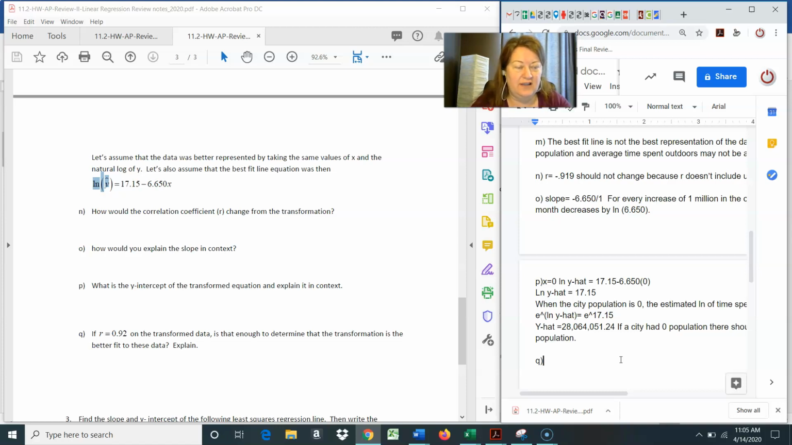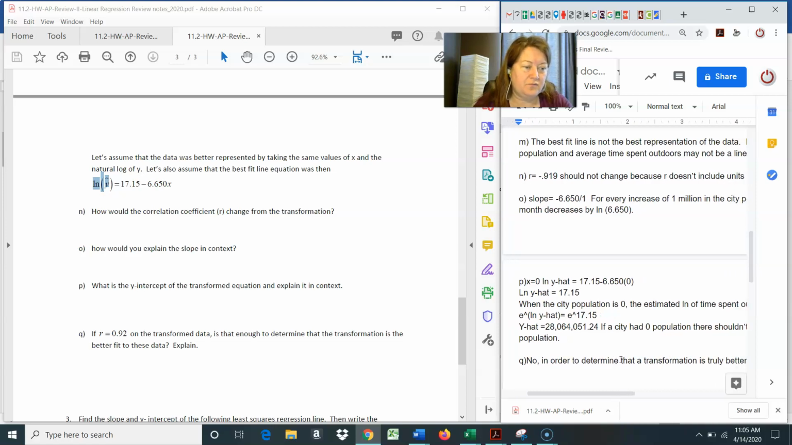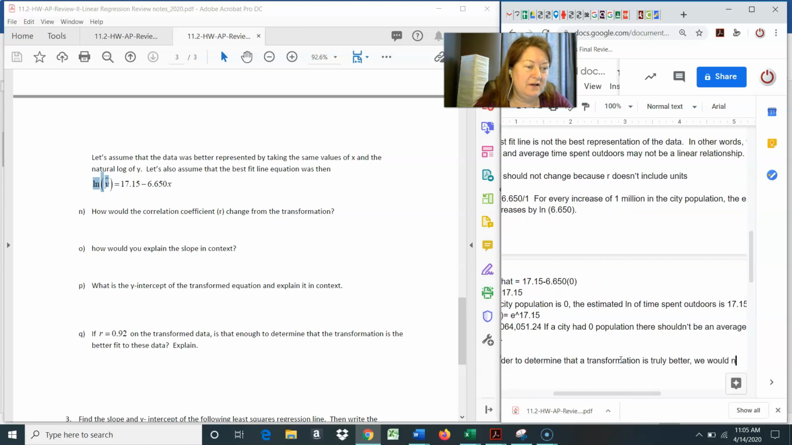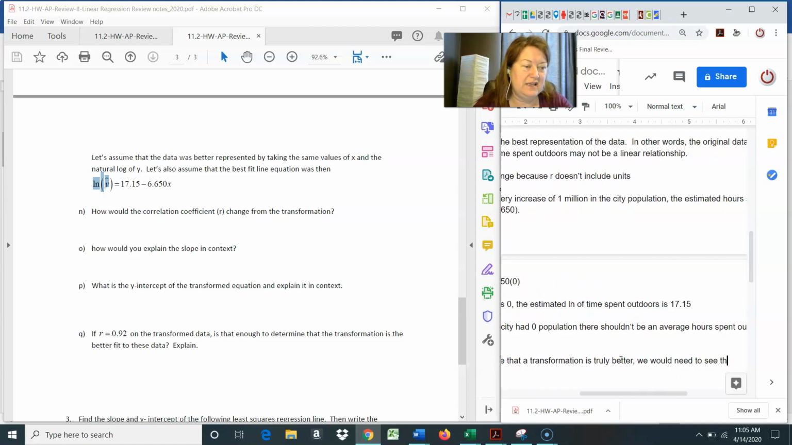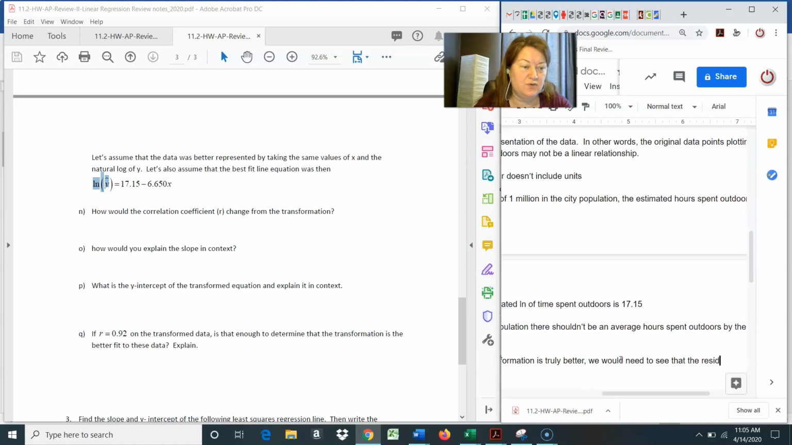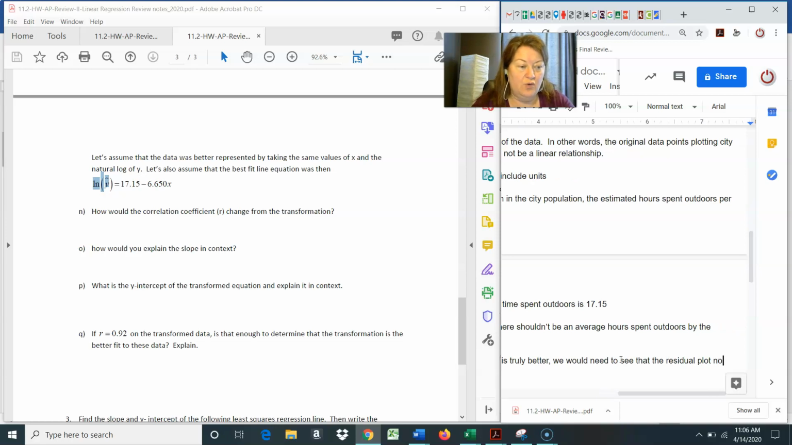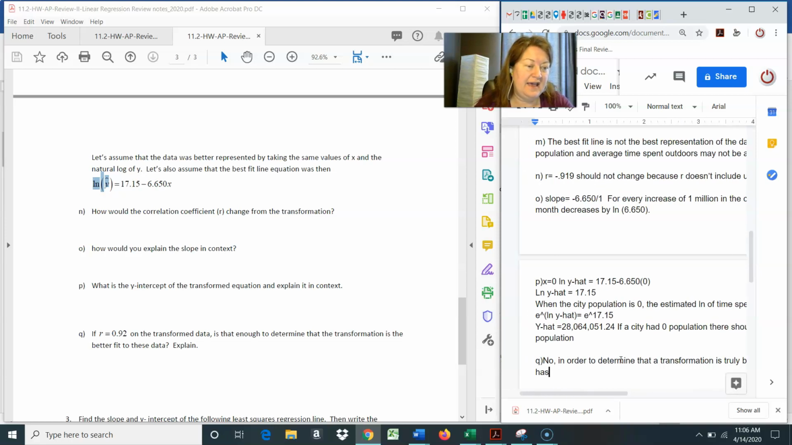All right, so our last one would be something about, no, in order to determine that a transformation is truly better, we would need to see that the residual plot no longer has an obvious pattern to it.